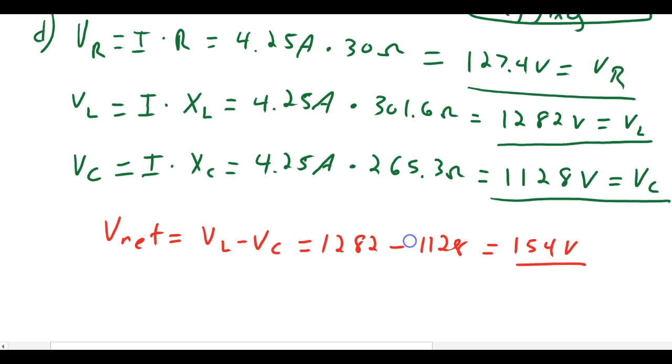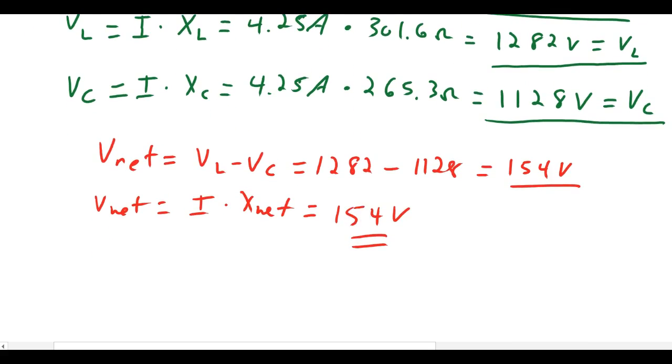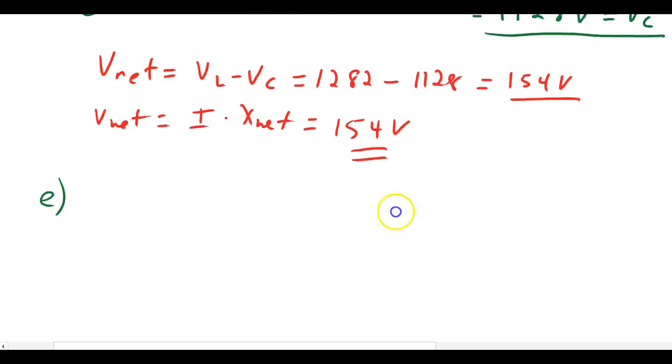In addition, we could have said that V net equals I times X net, which we had calculated earlier, and that will give us a voltage of approximately 154 volts as well, if we did that calculation. Now, part E asks us to sketch the impedance triangle, and we made a brief, or crude, shall we say, sketch of the impedance triangle above, but now we will sketch and label it.